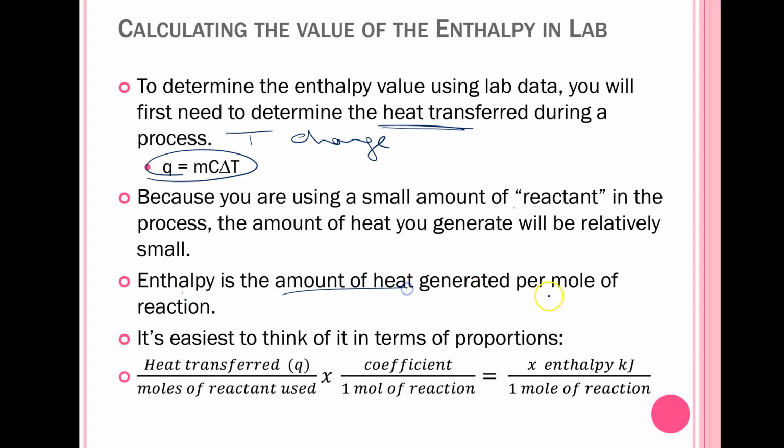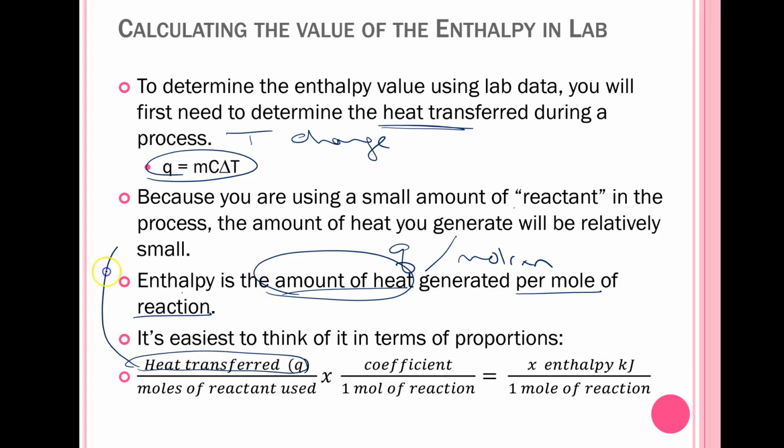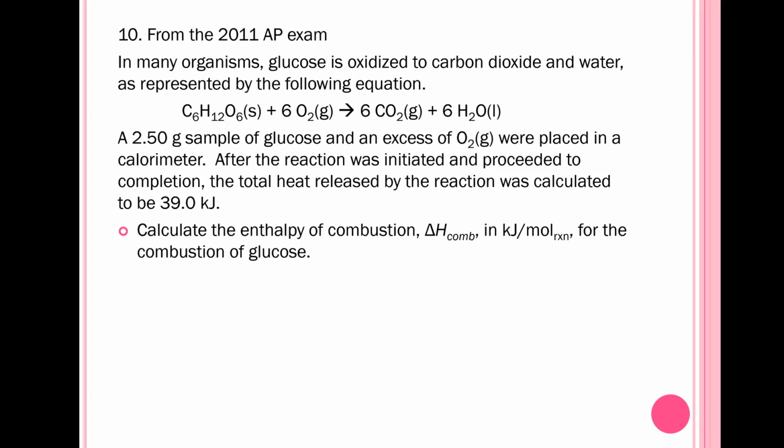Enthalpy is the amount of heat generated per mole of reaction. So amount of heat, that's Q, per mole of reaction. Okay, and it's easiest to think of it in terms of proportions. So you calculate your heat transferred using Q based on the moles of reactant you have, and then you're going to use the coefficient of whatever your reactant is for 1 mole of reaction, and that will tell you the enthalpy in kilojoules per mole of reaction. And so it's easiest just to show you.